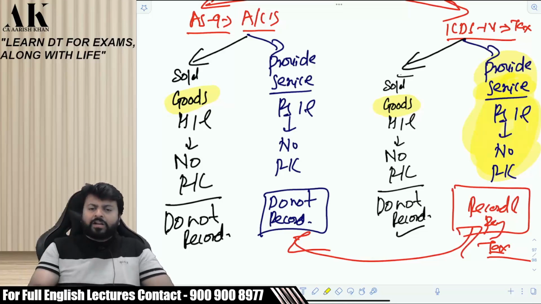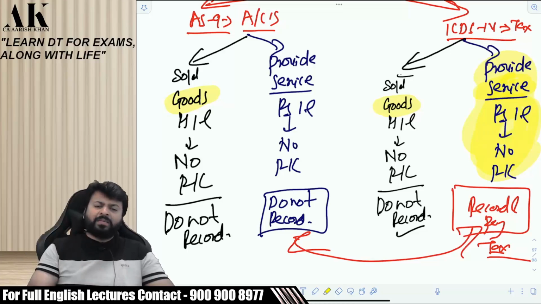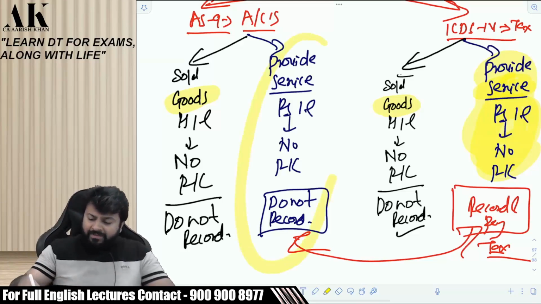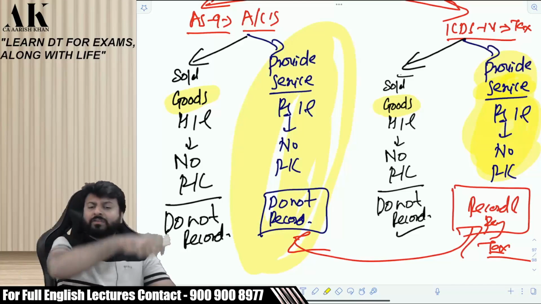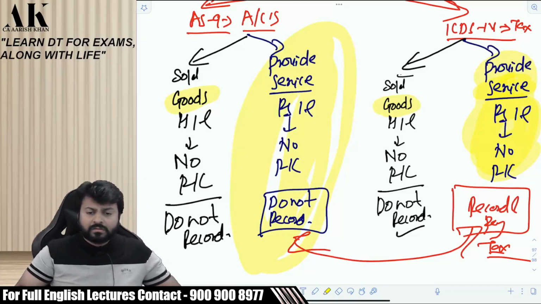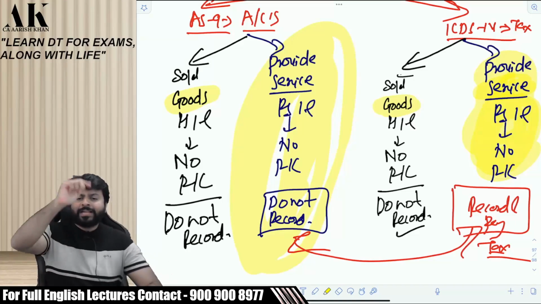And the first condition of bad debts deduction will not be fulfilled by me. What is the first condition of bad debts deduction? Not written off. Read completely. The debt should be written off in the books of accounts. Now tell me, a debt which is not recorded in the books, how will I write that off in the books? It was only recorded in tax.